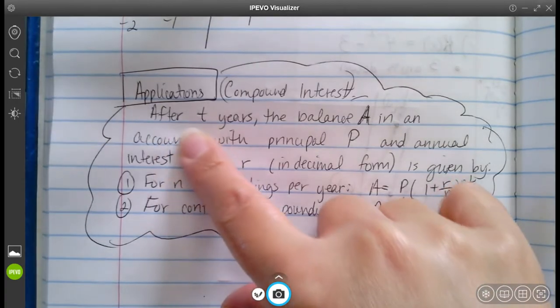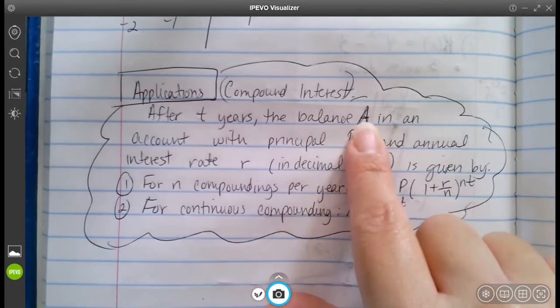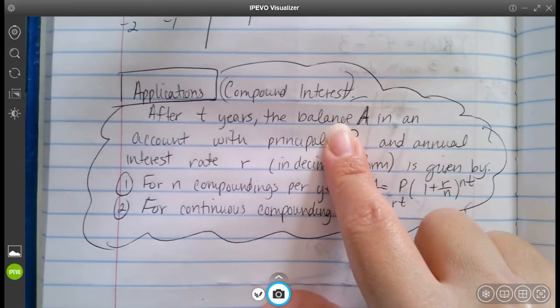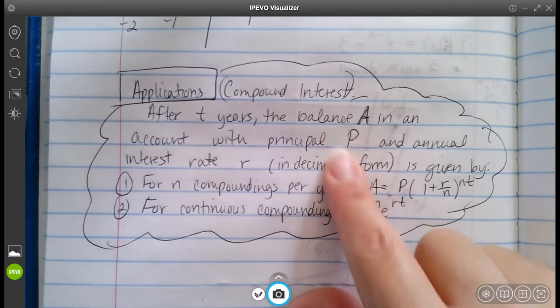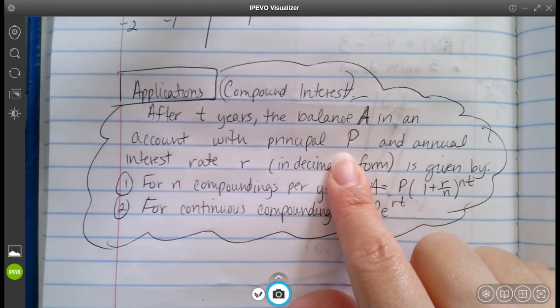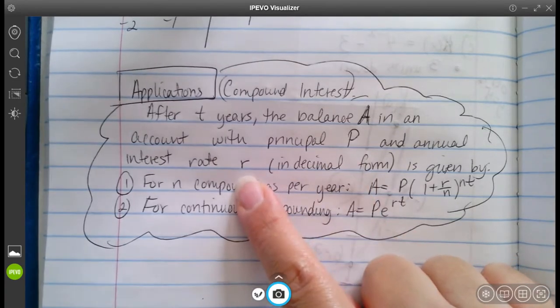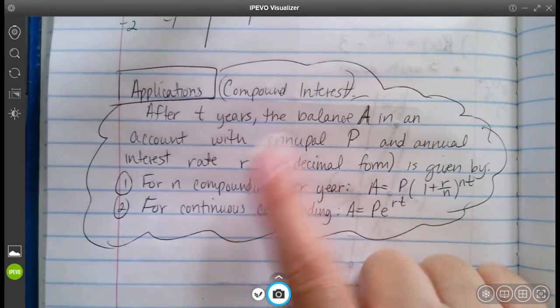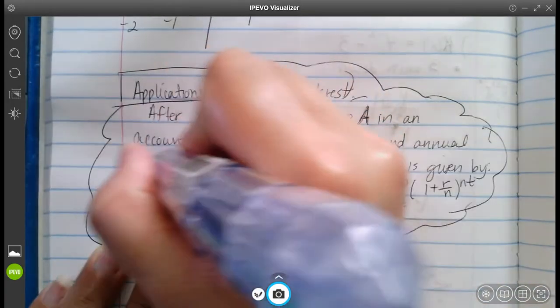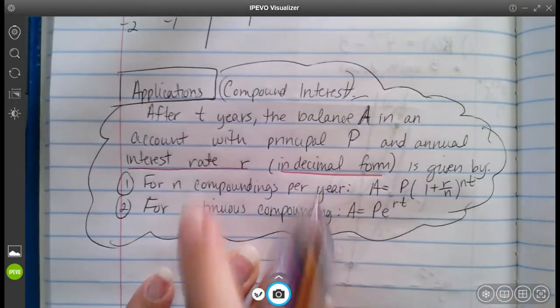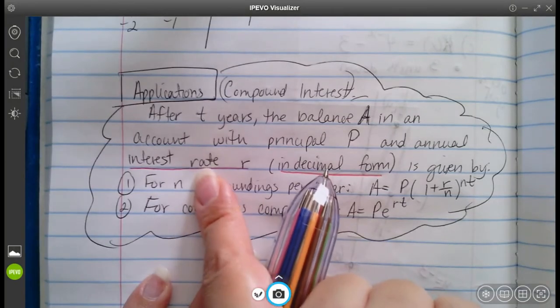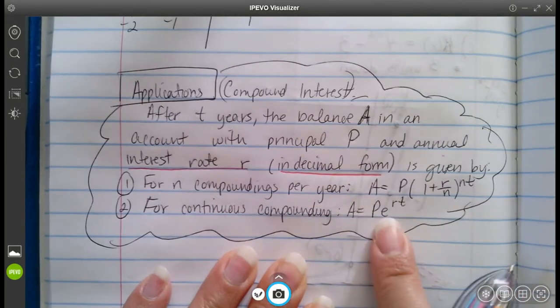So the way it works is we have, after so many years, the balance of whatever amount of money you have there or owe in the account, starting with the amount you started with. So either the amount that they loaned you or the amount that you put into your savings, and an annual interest rate. This does have to be in decimal form. Usually they'll give you a percent and you have to change it to a decimal. And these are the formulas we're going to use.